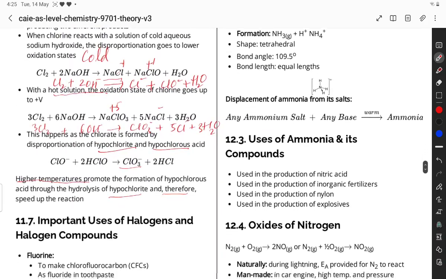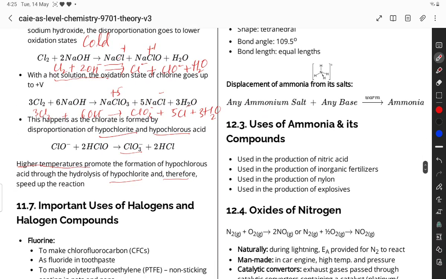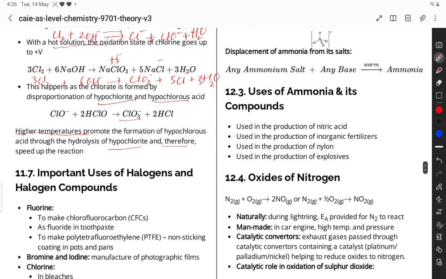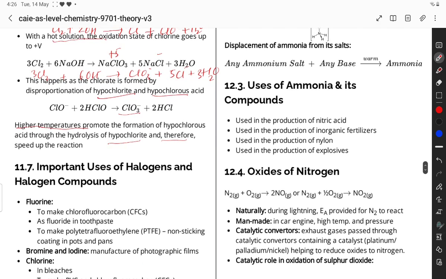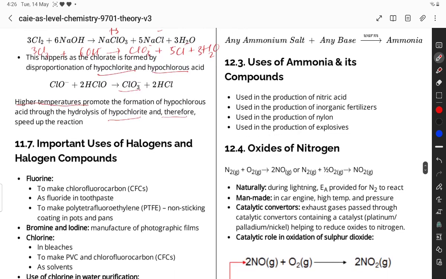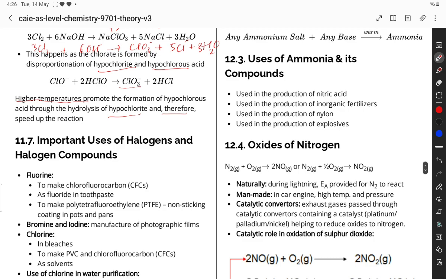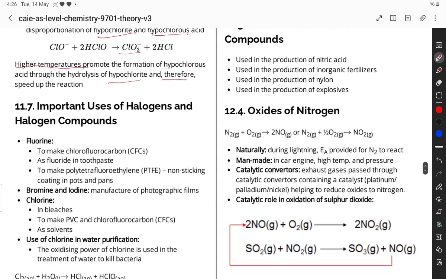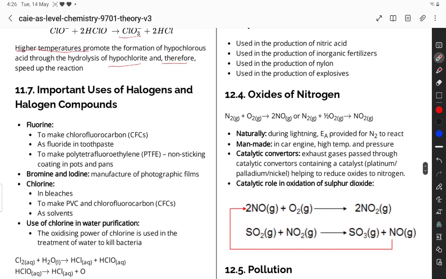Important uses of halogens and halogen compounds: to make chlorofluorocarbons, fluoride in toothpaste, to make polytetrafluoroethene, PTFE, non-sticking coating in pots and pans. Bromine and iodine: manufacture of photographic films. Chlorine in bleaches, to make PVC, and chlorofluorocarbons as solvents. Use of chlorine water in purification: the oxidizing power of chlorine is used in the treatment of water to kill bacteria.